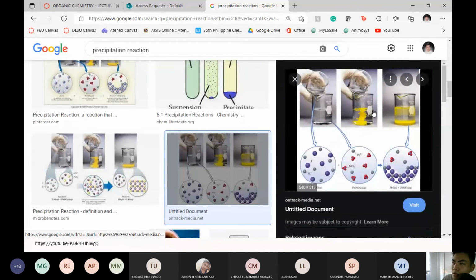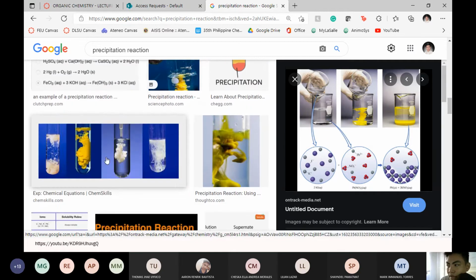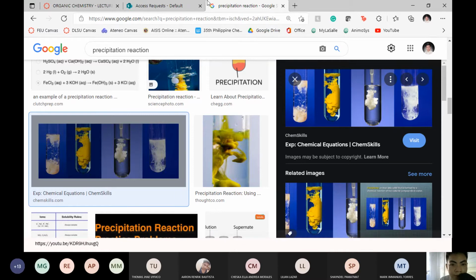Ayan. So, this is probably lead iodide, okay, because it's yellow. So, you can see, you have two clear liquids here. Clear sila. But, when you combine them, they form this yellow solid stuff. And as you can see, nasa ilalim na yung solid stuff na. So, yeah, that's precipitation reaction. Okay? Yan na. You will form insoluble products, and again, the idea is that you can separate this from your liquids. You can filter them. Okay?